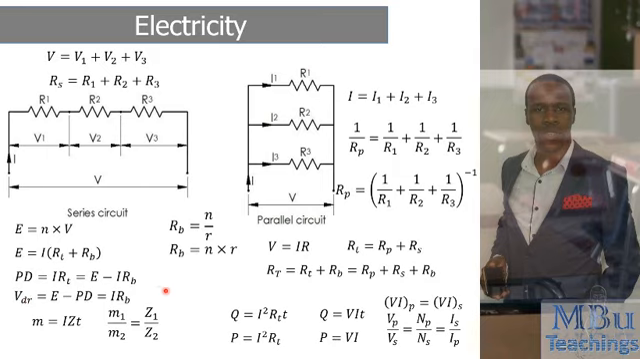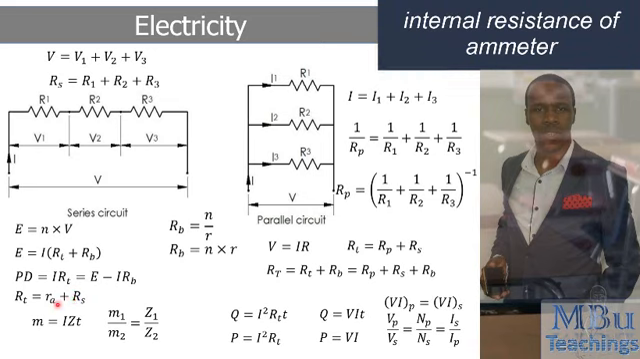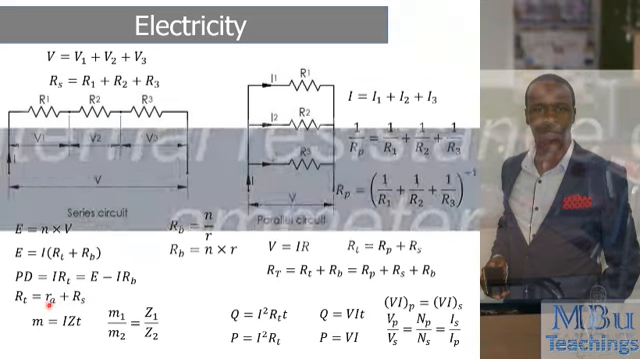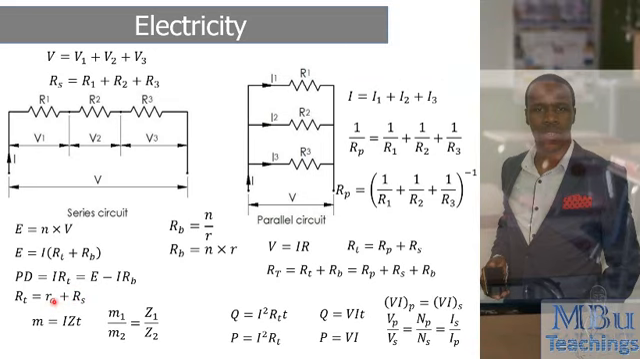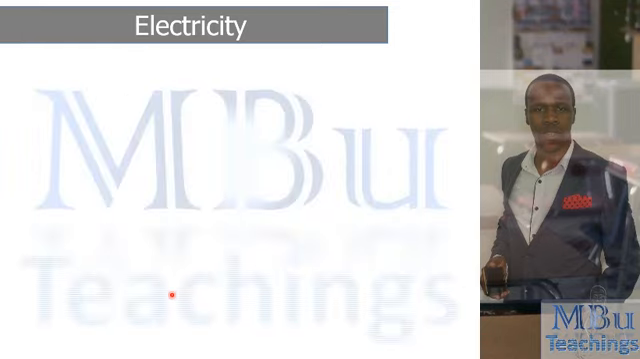And then finally, we can also talk about this thing. This will be internal resistance, but this time of an ammeter. So the internal resistance of an ammeter, I will denote it by RA, small letters. We know this already.